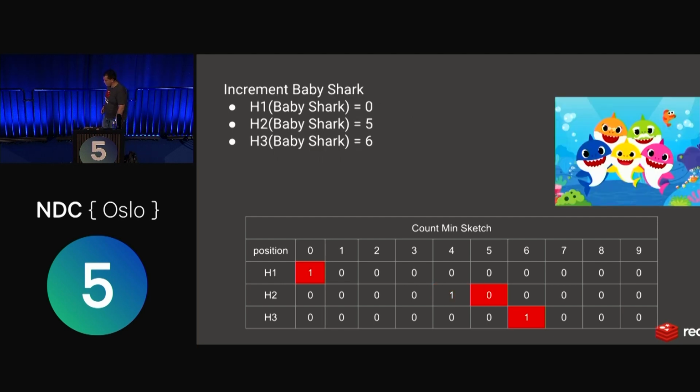Now let's look at Baby Shark. Well, Baby Shark is going to have a similar problem that we saw in the last bit, right? H1 of Baby Shark is 0, H2 is 5, H3 is 6. So we go through and we increment each of those.